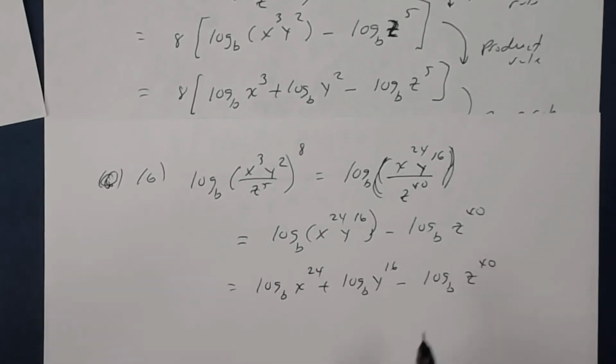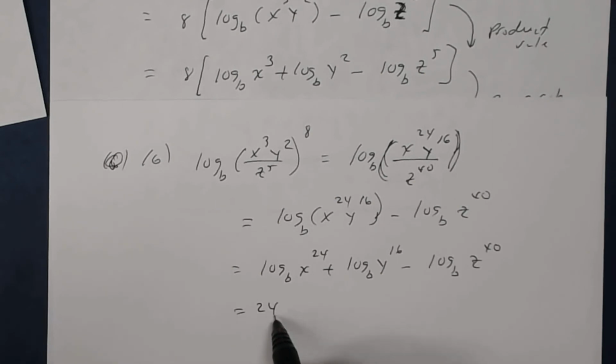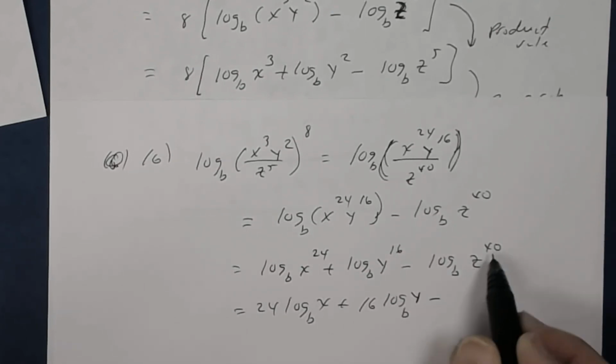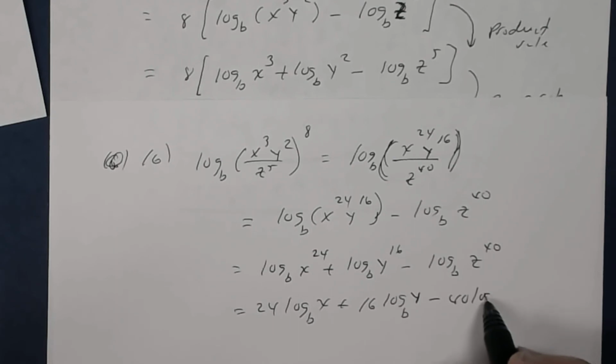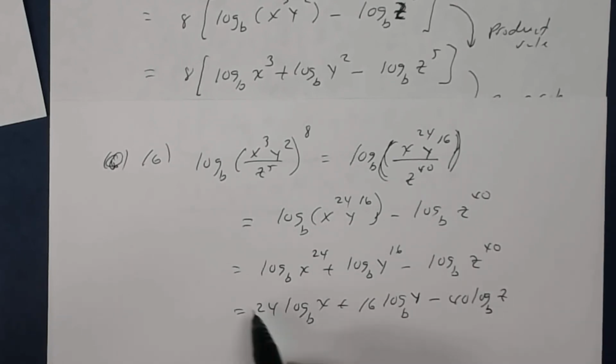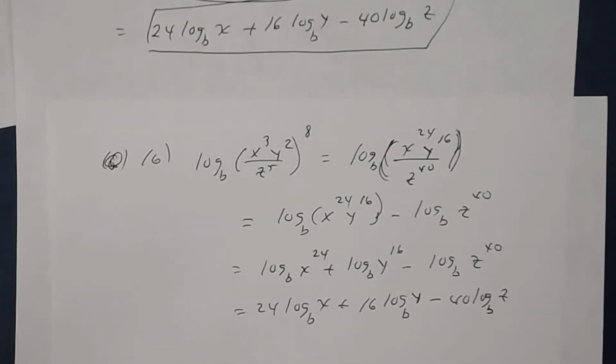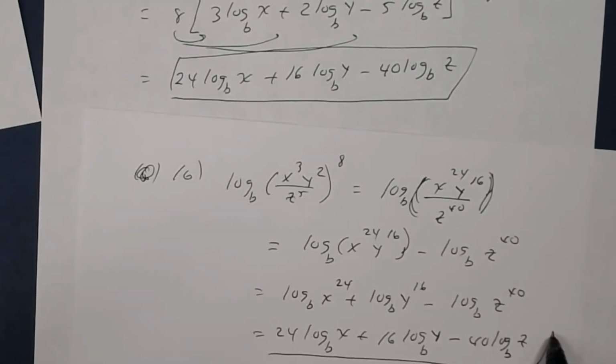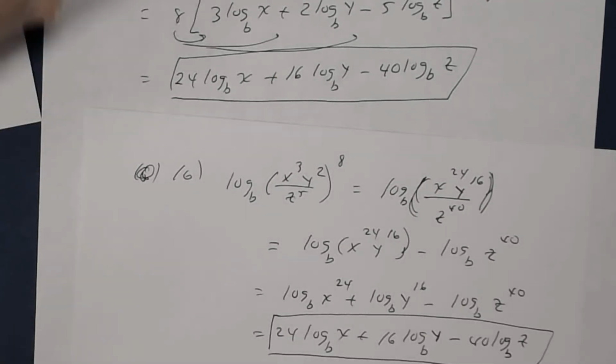And now I'm going to use the power rule. So it becomes 24 log of x base b plus 16 log of y base b minus 40 log of z base b. And that's the same thing you had doing it this way. So I just wanted to remind you about something you had in a previous course that could be applied here.